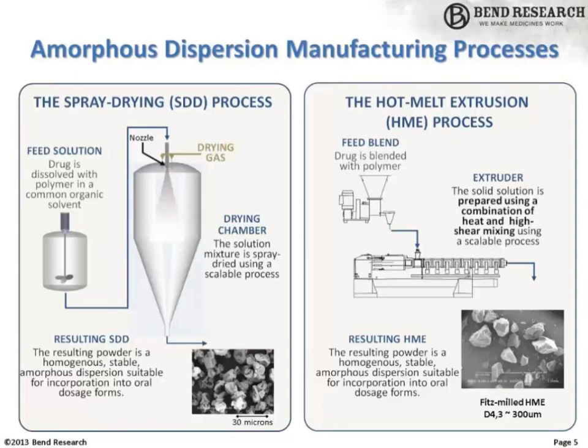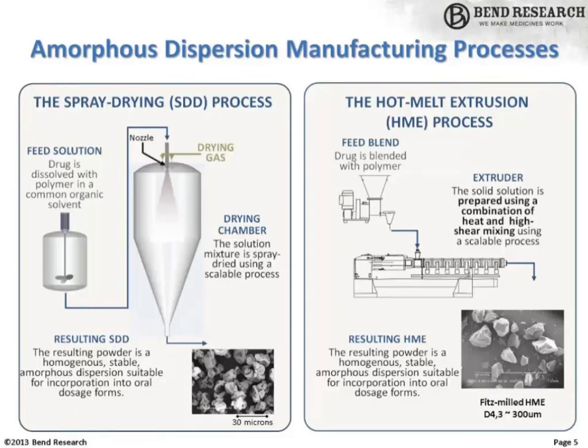Amorphous dispersions can be manufactured by a number of different processes. What's really out on the market right now and what's available from early clinical through commercial is a spray drying process, which is shown on the left hand of the slide, where a solution of the active pharmaceutical ingredient is dissolved with a polymer and a common organic solvent. It's then spray dried, removing the solvent, and resulting in a homogeneous, stable amorphous dispersion when appropriately formulated.